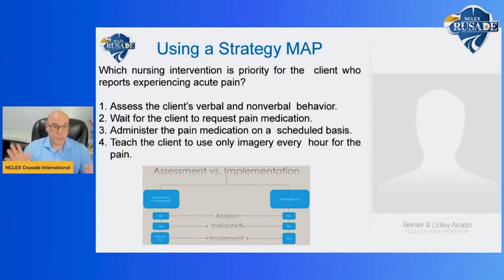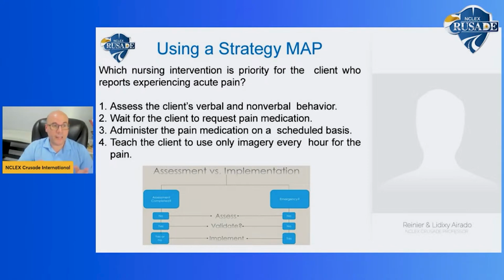Just with this information, experiencing acute pain, does that indicate an emergency? So no assessment has been done. The patient is reporting experiencing acute pain, but that's it. It doesn't say where. It doesn't say the level of pain. It doesn't say the severity of the pain. It's just acute pain. Is that sufficient information to determine that this is an emergency? No.